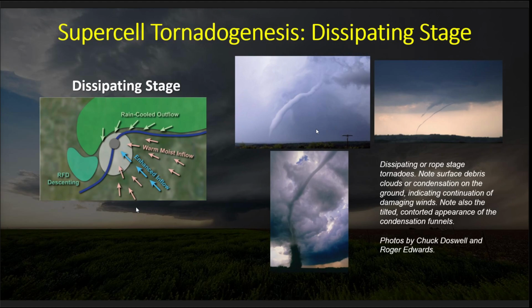In the dissipating stage, the RFD wraps around the tornado. As a result, the tornado is separating from the warm, buoyant air that it needs for survival. As this happens, usually the tornado shrinks, tilts, and takes on a contorted, sometimes snake-like appearance before dissipating. Sometimes this is referred to as the rope stage. It is important to note that although the tornado is not as large as it was in the mature stage, it can still be dangerous, and sometimes it can be in its most violent state during this part of its cycle.